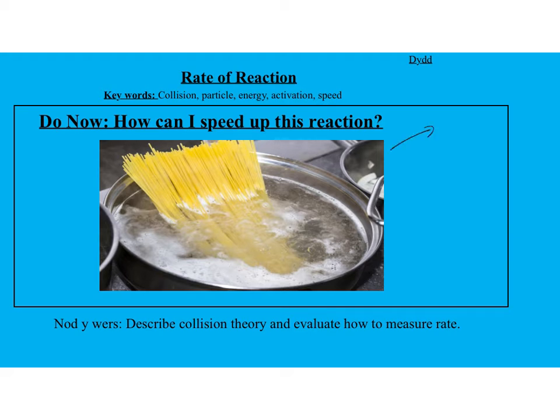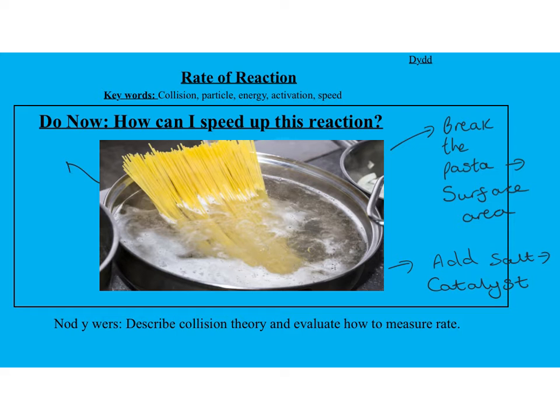Okay, so number one, we could break the pasta. Okay, and that would also be known as something to do with surface area. Number two, we could add salt, okay, and that might be known as a catalyst in chemistry. We could change the volume of water. Okay, so if there's less water, it might cook quicker, okay. Maybe the type of pasta. So I'm sure you've got loads in yours, but make sure you add them in.